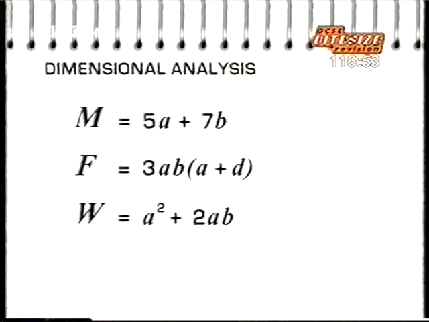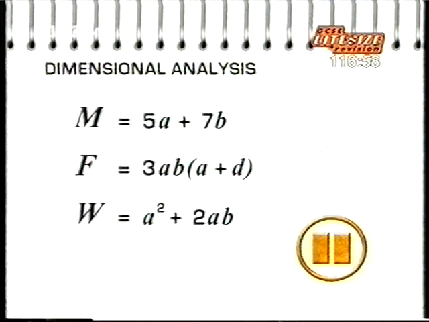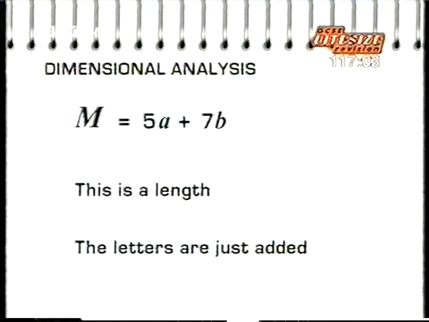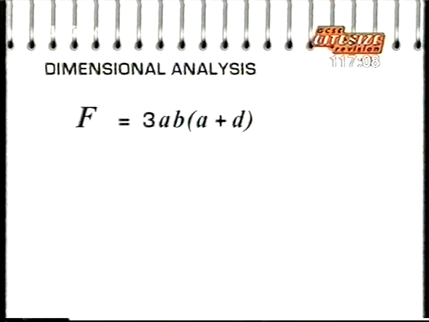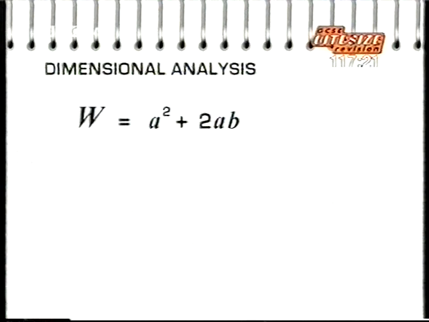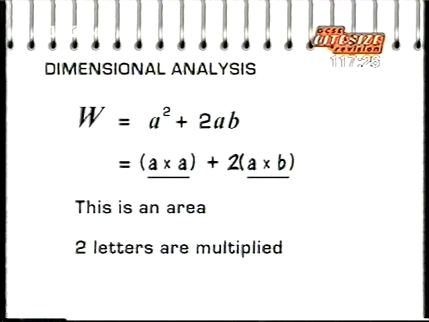Do these formulae represent length, area, or volume? M must be a length, because the letters representing lengths are only added. F multiplies out to make 3a squared b plus 3abd, so this is a volume because there are three letters multiplied together. W has a squared, which is a times a, and then 2a times b. This must be an area because in both parts there are two letters multiplied together.